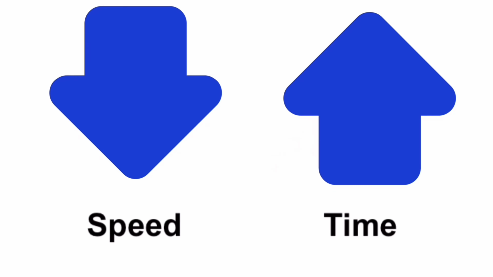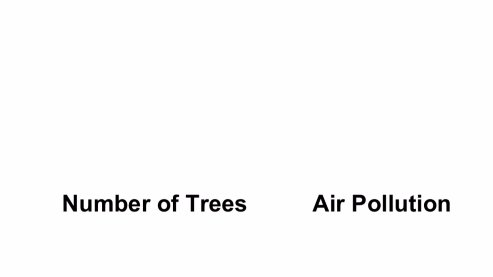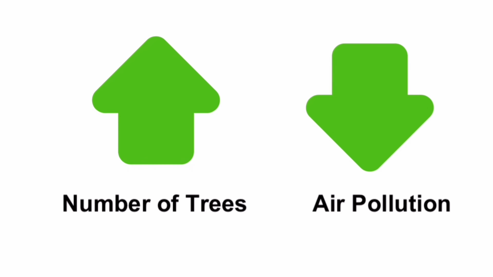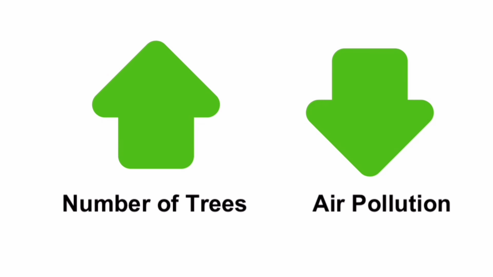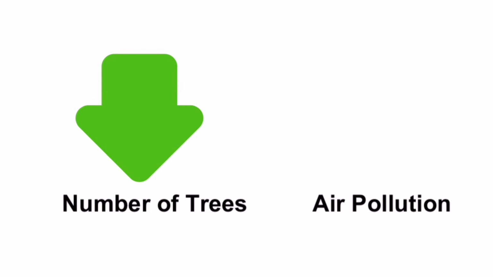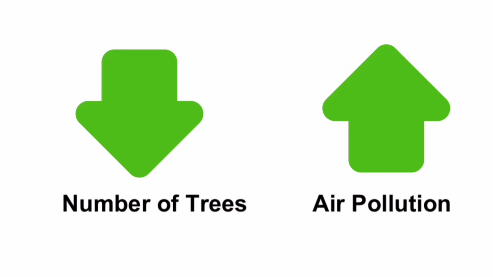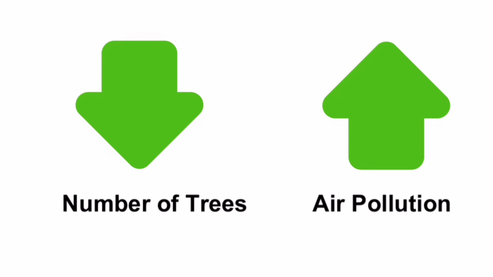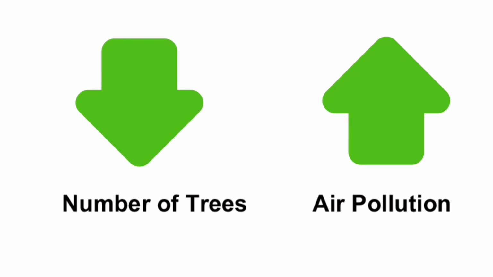Now let's look at another example. The number of trees and air pollution in a given area are inversely proportional to each other, which means that if the area has a greater number of trees, then it has less pollution. On the other hand, if that same area has fewer trees, then it has a higher probability of air pollution. And so again, these two are inversely proportional to each other.